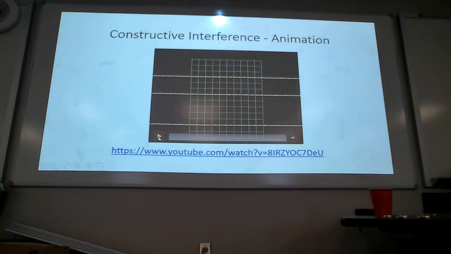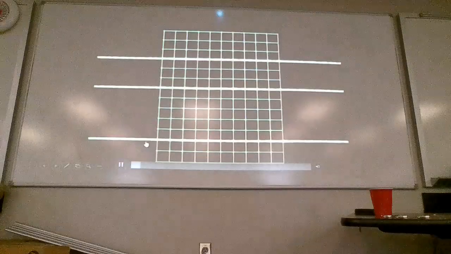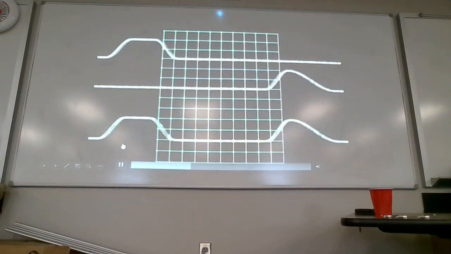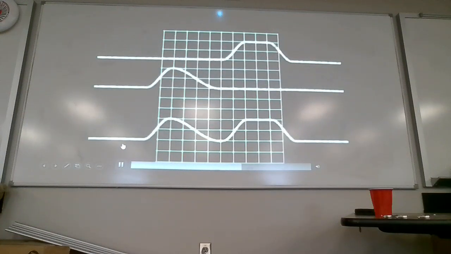So when waves overlap, they interfere with each other. Okay. Two types of interference. One is constructive interference. This is when they're both going the same direction.